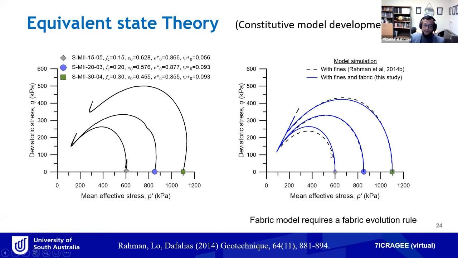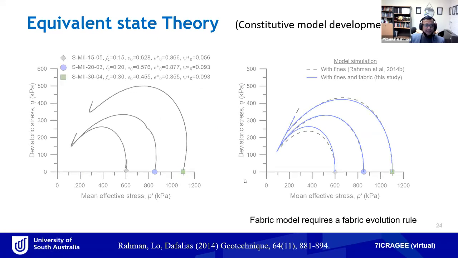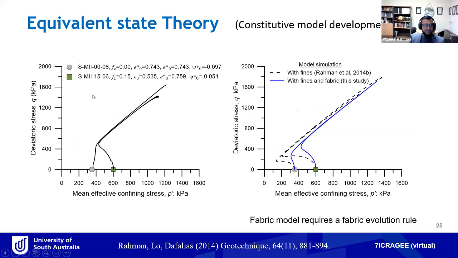In this figure, both of them fit quite well. So why do you need fabric? If you look at the dense soil behavior, 0 and 15%, these are the paths. Without fabric, this is the dotted line prediction. You see, the dotted line is much more contractive. It doesn't capture the behavior, but when we have fabric, it's much closer. So fabric is needed to some extent.